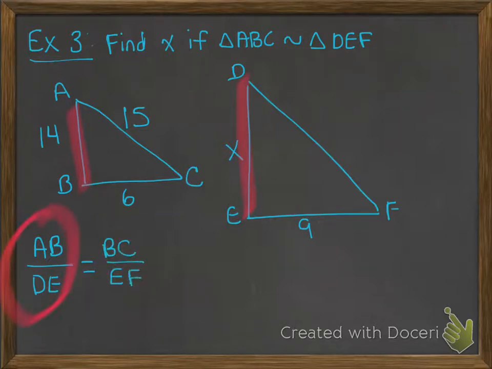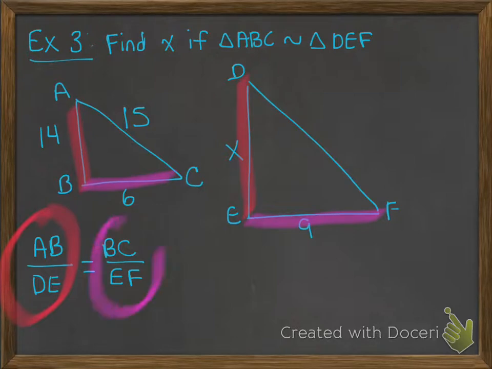Then I'm going to take two things that are both known on the triangle. So here I know that BC and EF are corresponding and they both have known measures. If you notice, I also know AC and DF are corresponding, but I don't know anything about that side. So that's why I'm not going to use 15. However, I am going to use 6 and 9. So I got BC and EF.